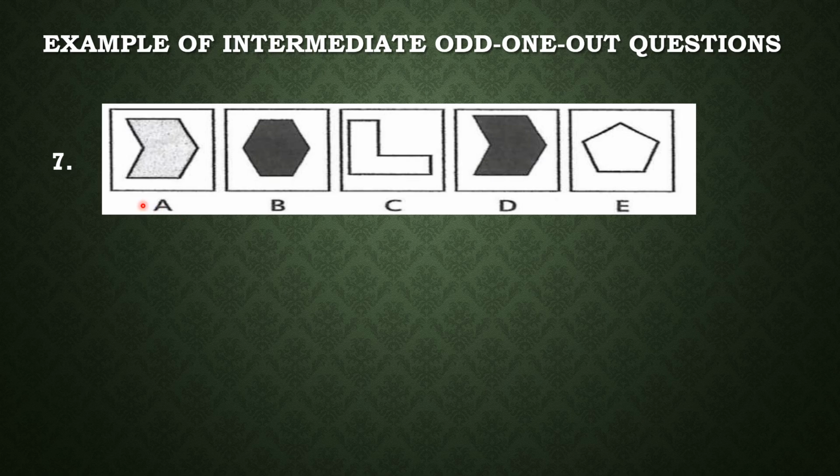If we look a little bit closely, we can find there are 6 edges in option A. Again, this is a hexagon, so 6 edges. Then we do have 6 edges here. Then we do have 6 edges in this arrow shape as well. But here we do have a pentagon, which is having 5 edges. So here the clue should be the number of edges in a specific shape, and option E is the odd one out because it is having 5 edges and the rest of the images are having 6 edges.